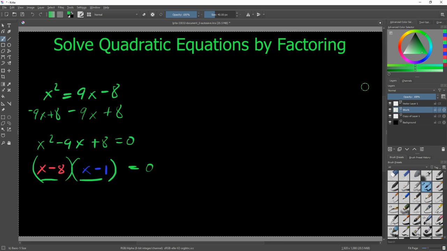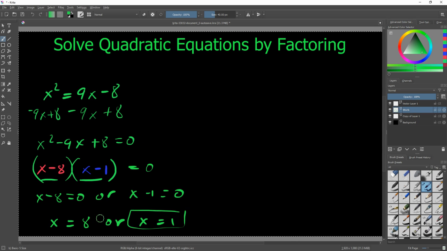So you take each of them and you set that equal to 0. So I have x minus 8 equal to 0, or x minus 1 is equal to 0. And then you solve for that, you get x is equal to 8, or x is equal to 1. So remember, the "or" just means that x could be this or that. That means they both work. Okay.